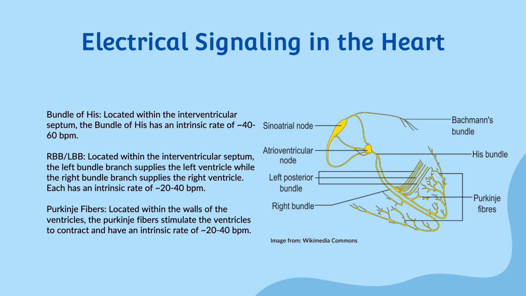The left and right bundle branches are two branches of the bundle of His that conduct the impulse to the Purkinje fibers. The left bundle branch conducts the impulse to the left ventricle, while the right bundle branch conducts the impulse to the right ventricle.